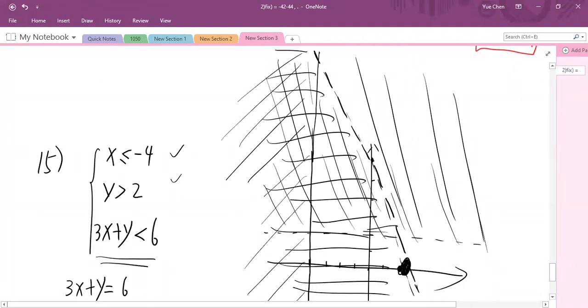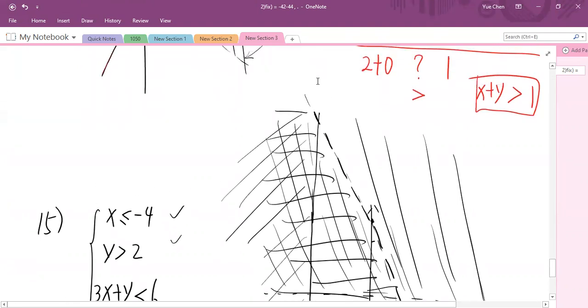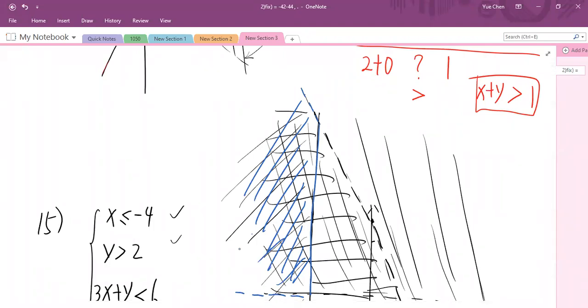Then the common part is where? Let me highlight the common part. It would be this one, this one, and between. So this is the choice C. Choice C will give you this graph. Okay.